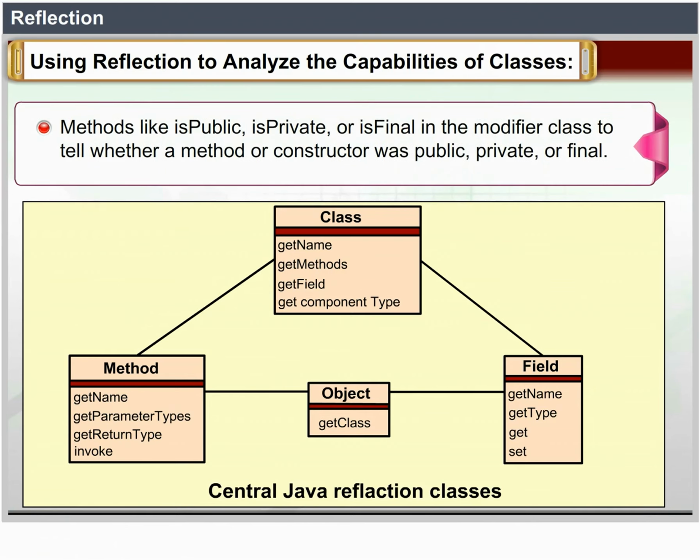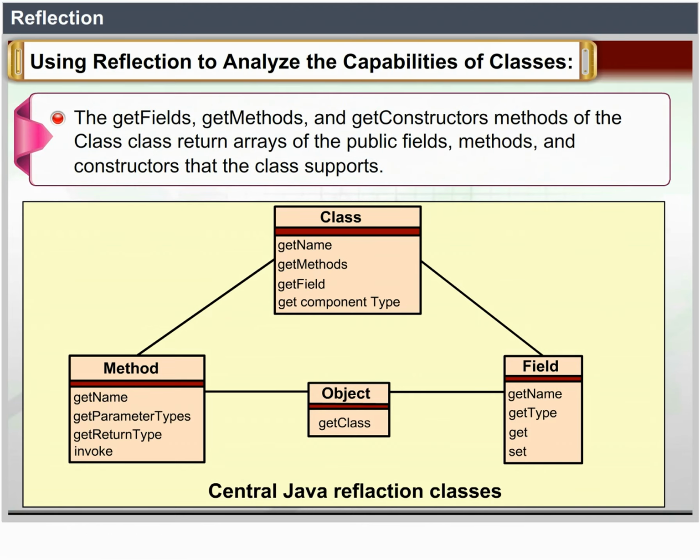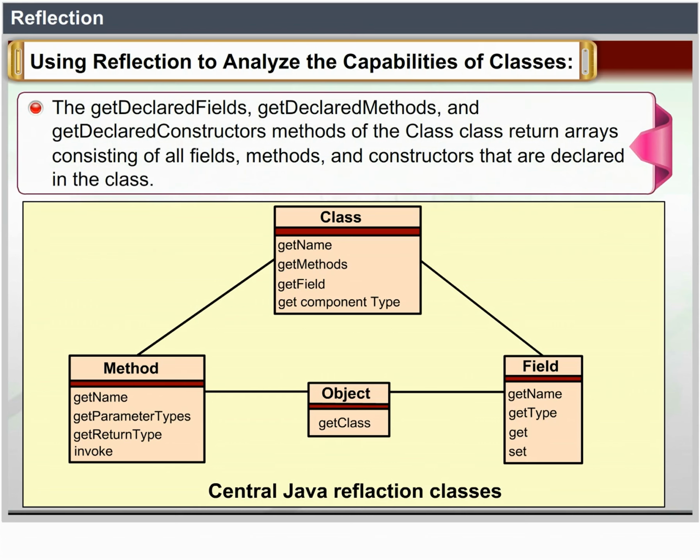Use methods like isPublic, isPrivate or isFinal in the Modifier class to tell whether a method or constructor was public, private or final. The getFields, getMethods and getConstructors methods of the class return arrays of the public fields, methods and constructors the class supports. The getDeclaredFields, getDeclaredMethods and getDeclaredConstructors methods of the class return arrays consisting of all fields, methods and constructors that are declared in the class.